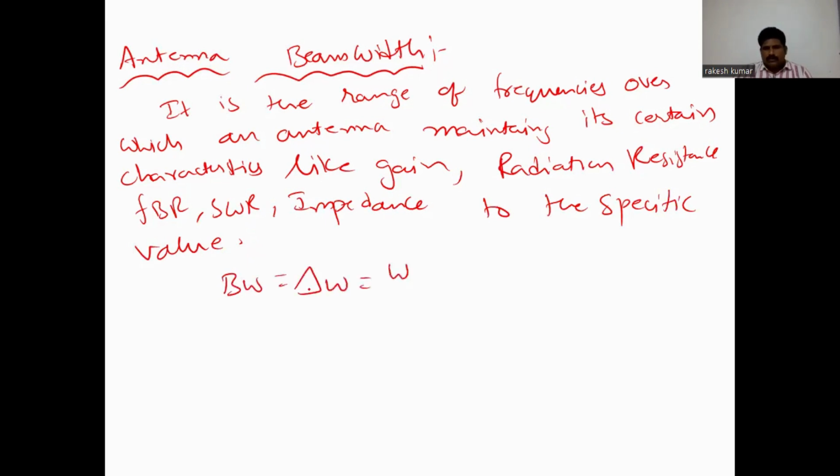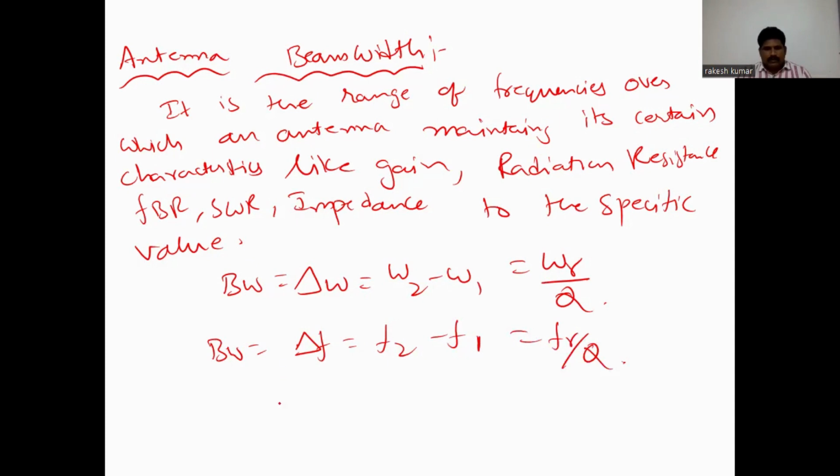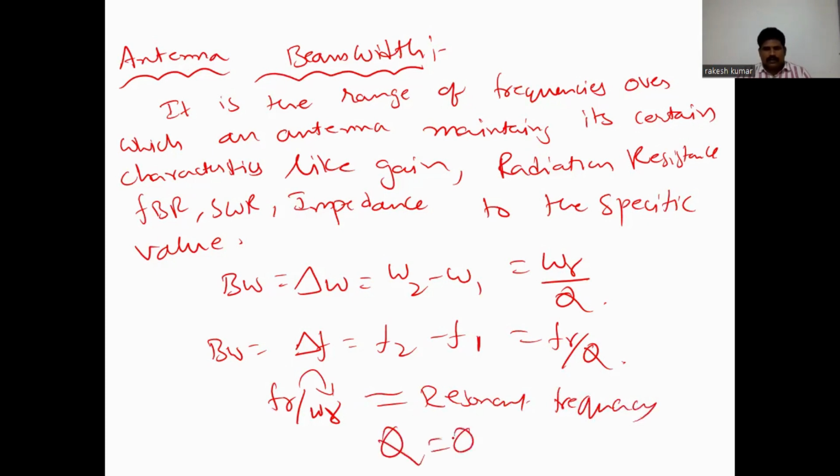So the antenna bandwidth is equal to omega 2 minus omega 1, that is omega r by Q. The same thing we can write as delta f is equal to f2 minus f1, that is f by Q, where omega r is nothing but the resonant frequency and Q is the quality factor.